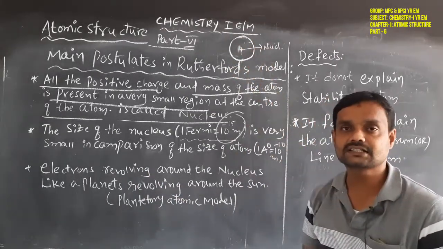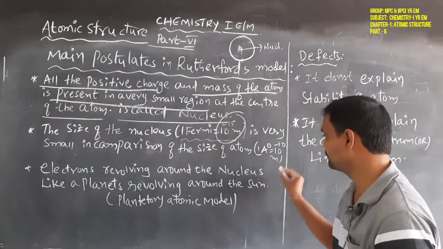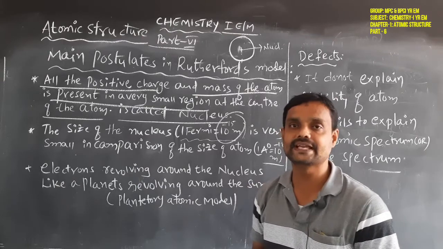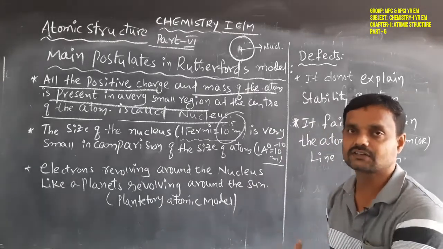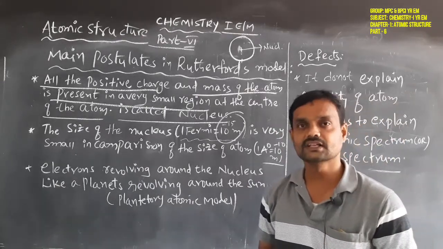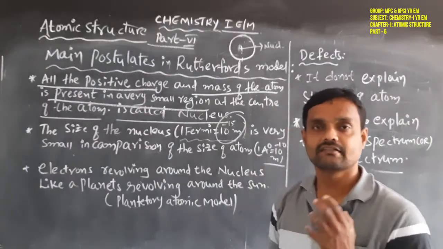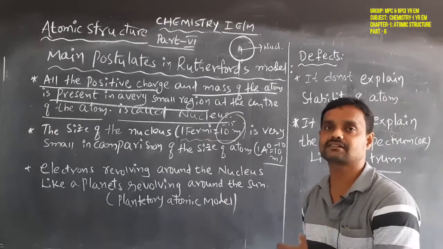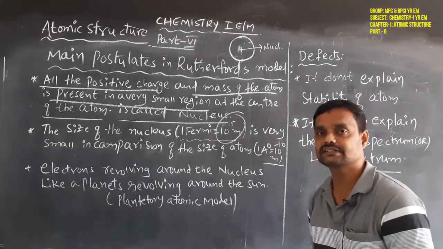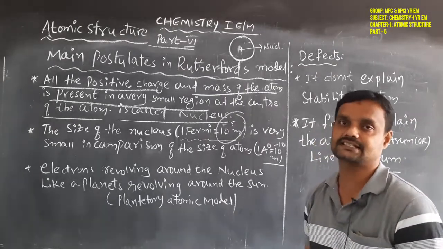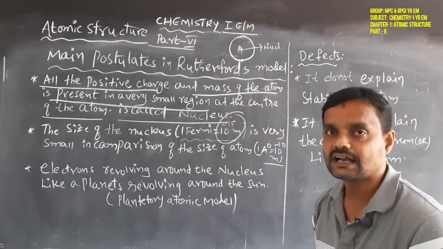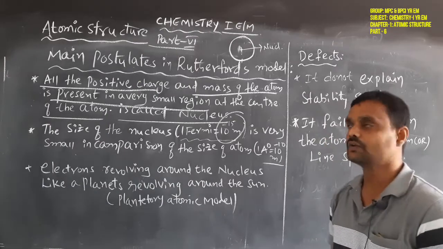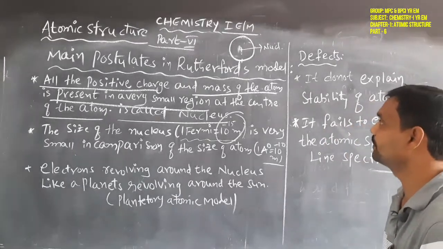Here the size of the atom, 1 angstrom, is equal to 10 to the power of minus 10 meters. So according to the Rutherford atomic model, the size of the nucleus is 1 Fermi and the size of the atom is 1 angstrom, meaning the size of the nucleus is very small compared with the size of the atom. So this is another postulate of the Rutherford atomic model.